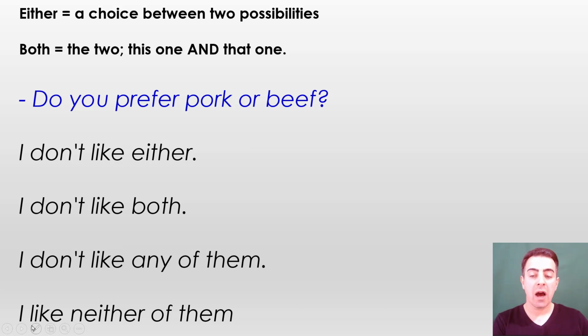The last one, I like neither of them. Yes, because neither means not either. So when I want to use neither in a sentence, it's wrong to use not again, because neither is used in an affirmative sentence and it can negate a sentence because it has the negative meaning in itself.